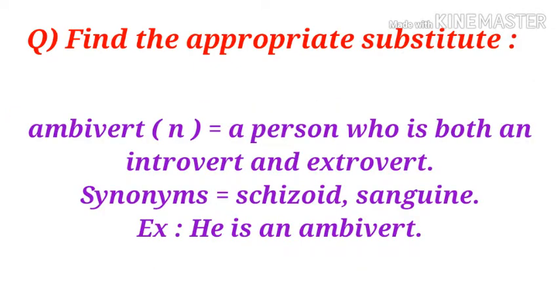The third word is ambivert. It is a noun which means a person who is both an introvert and also an extrovert. That means we cannot call him an introvert or an extrovert, but he has both the qualities of an introvert and extrovert. Its synonyms are schizoid, sanguine, and I have given an example: He is an ambivert. That means this person has both the qualities of an extrovert and introvert. He doesn't have a single quality. This is known as ambivert.